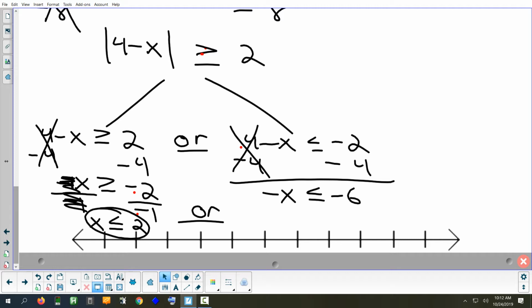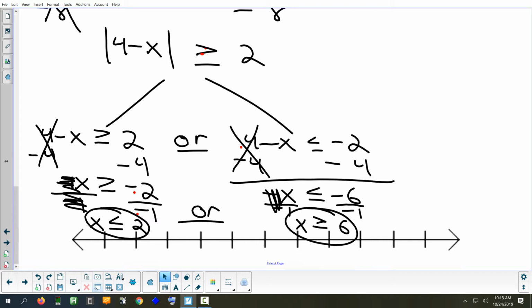And what's my last step? Yep, what are you going to divide by? Divide by -1. All that really does is change the sign of each side. So the -x turns into +x. The -6 turns into +6. What about my sign? Flip it. Why? Because you divide by a negative. Perfect. So we get x is less than or equal to 2 or greater than or equal to 6.